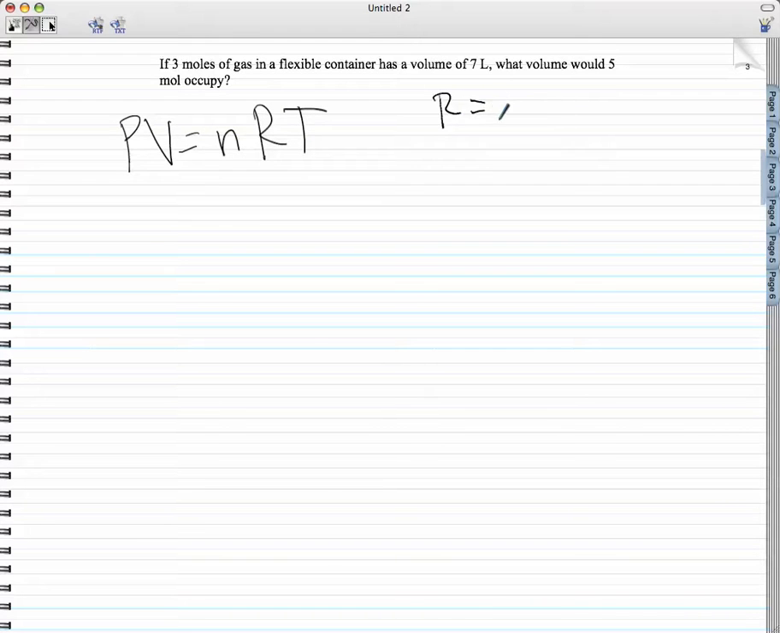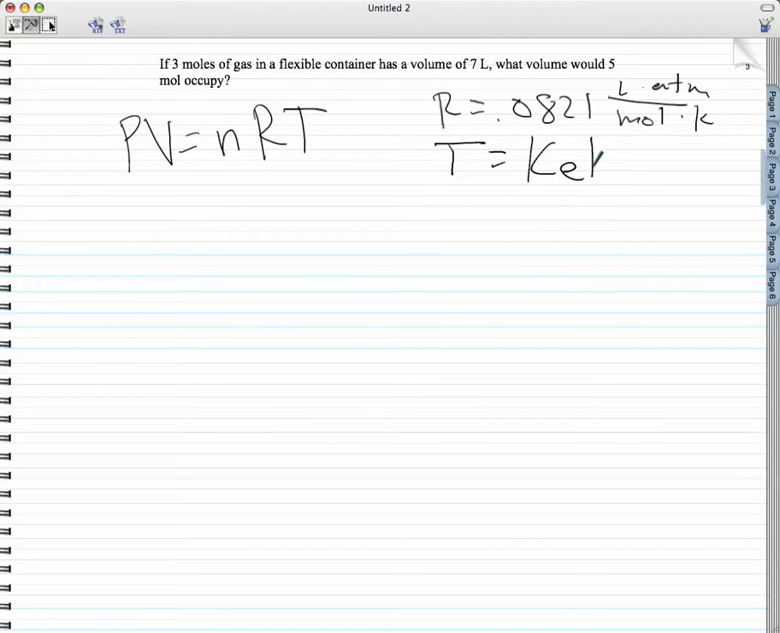And so a couple things there. R is 0.0821 liters times atmospheres per moles times Kelvin, which I'll give you. And temperature is always in Kelvin. So anytime you're doing a calculation with temperature, it's going to have to be in Kelvin, which you just take Celsius and add 273.